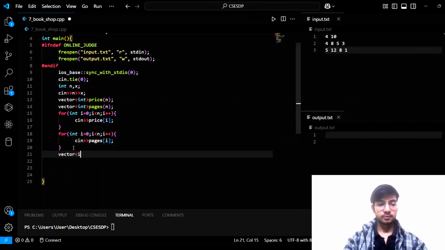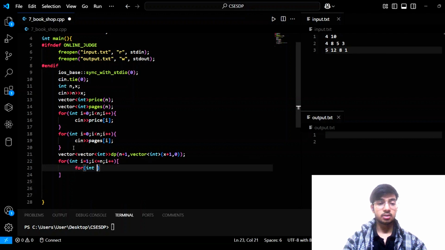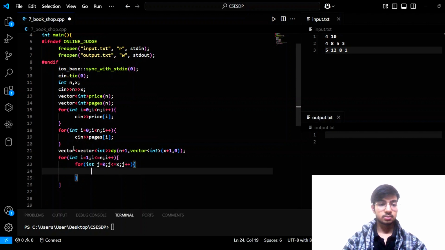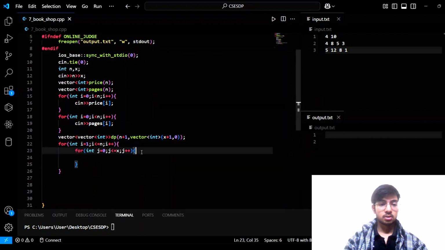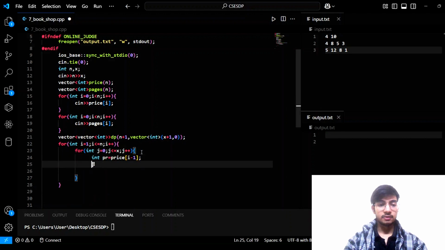Now let's define a vector of vector of int dp, n plus 1 comma vector of int x plus 1 comma 0, right? Now we have to traverse from i equals 1, i less than equal to n, i plus plus, and we have to traverse from j equals 0, j less than equal to x, j plus plus, right? One thing, we have to take the prefix, that is price i minus 1. Then we have to take the pages i minus 1, right?